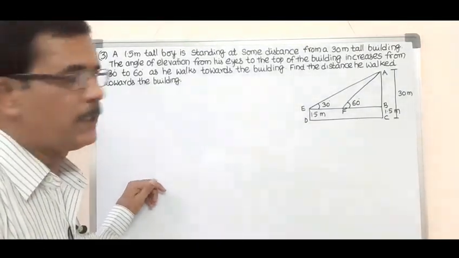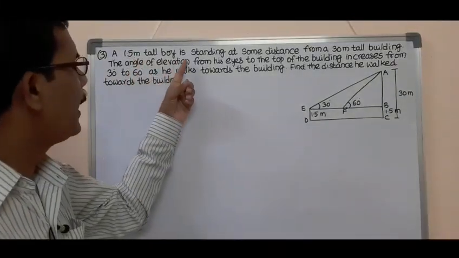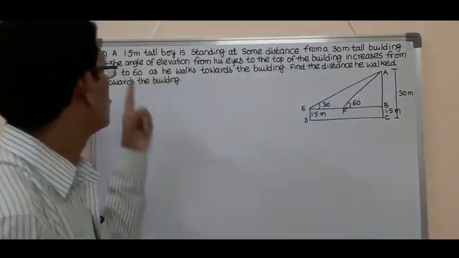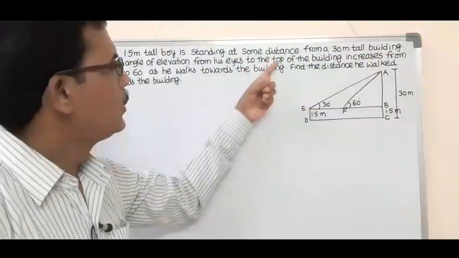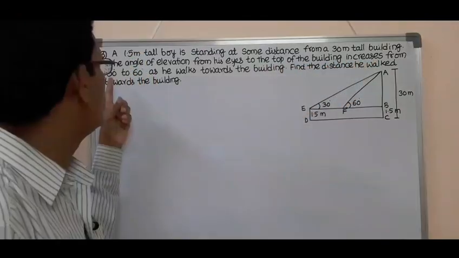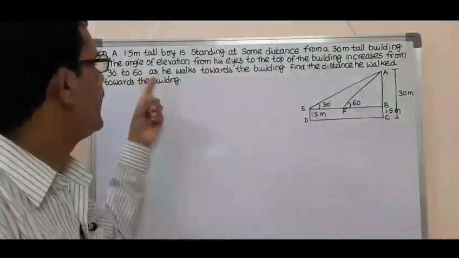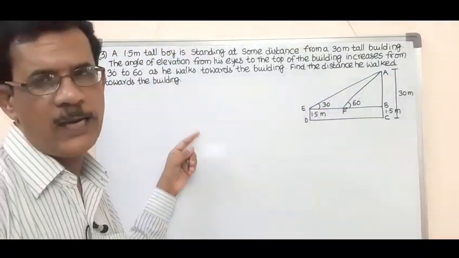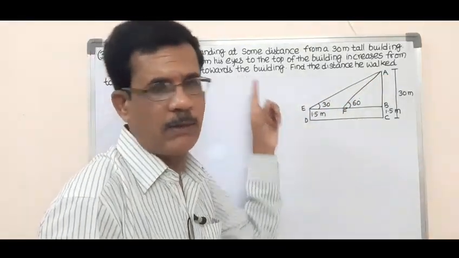Now question number 3. A 1.5 meters tall boy is standing at some distance from a 30 meters tall building. The angle of elevation from his eyes to the top of the building increases from 30 degrees to 60 degrees as he walks towards the building. Find the distance he walks towards the building. It is the figure for the given question.